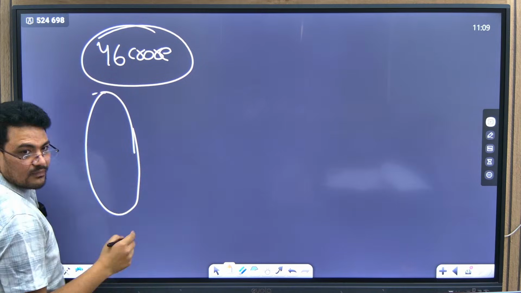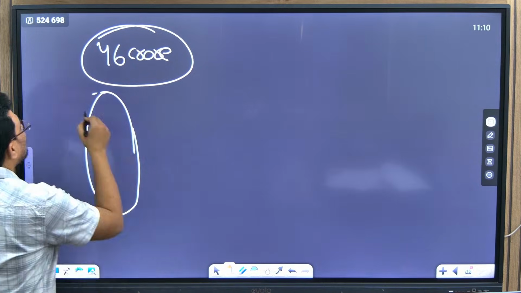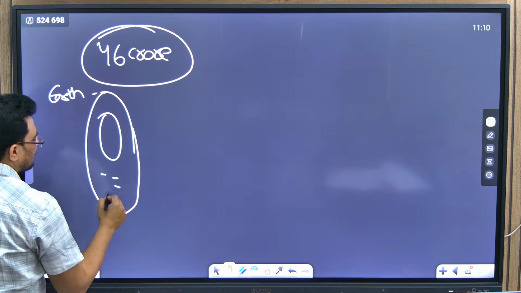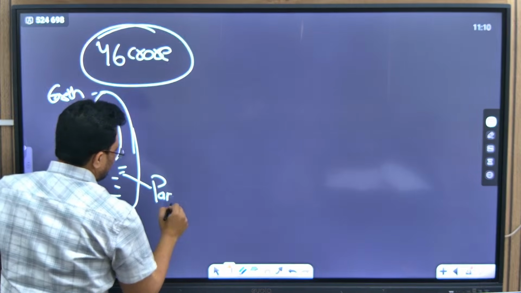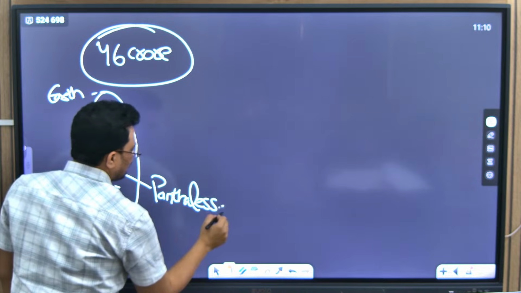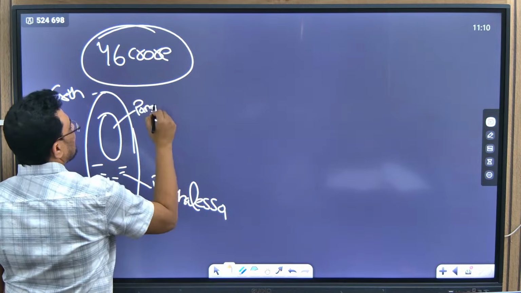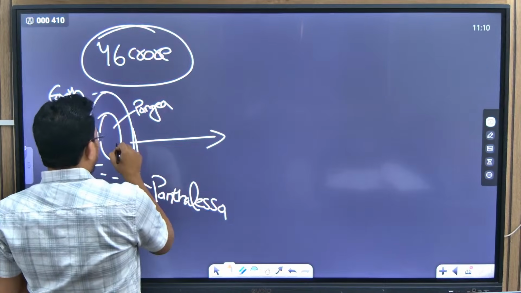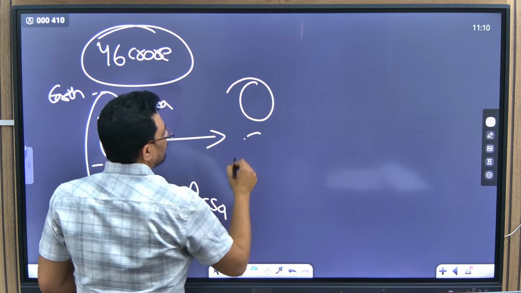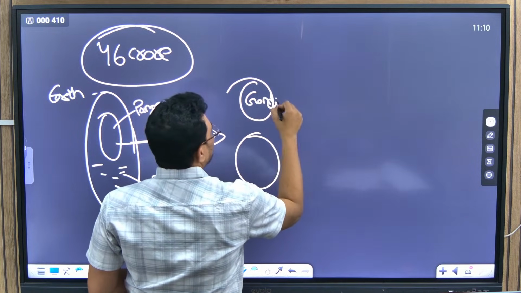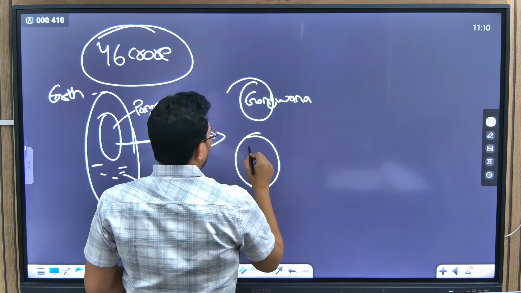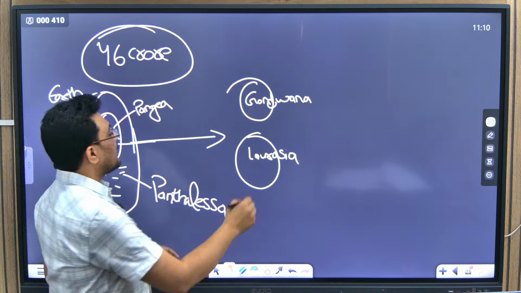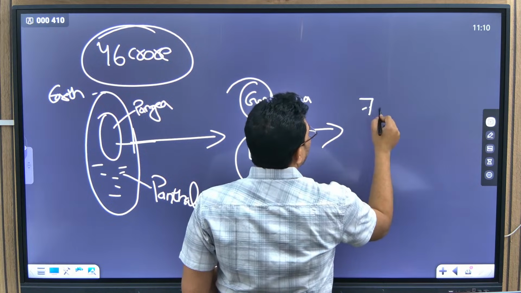Now, before 46 crore years, the whole Earth was divided into two. Pangea, and Panthalassa is water. Panthalassa is water. Pangea is the landmass. Okay, simple concept. Now this Pangea got converted into two: Gondwana and Laurasia. Okay, Gondwana and Laurasia. Now this got further split into 7 continents.